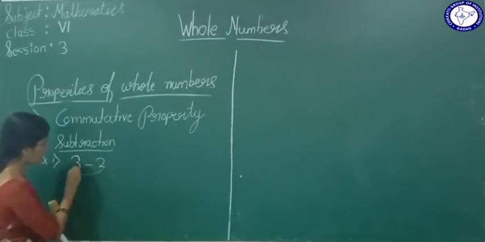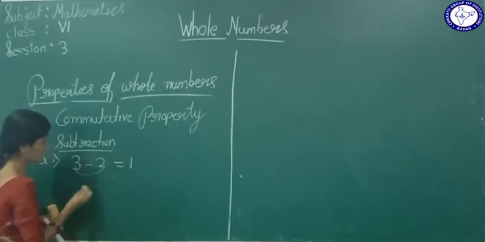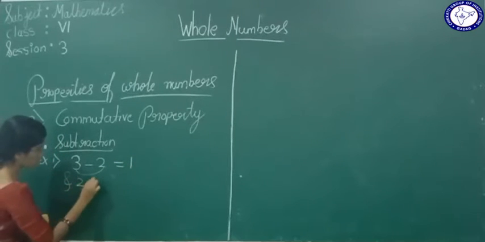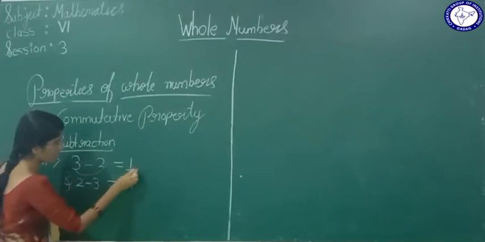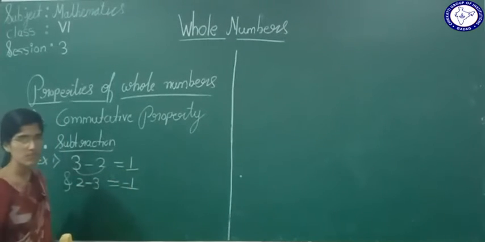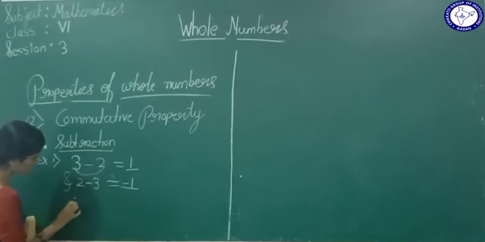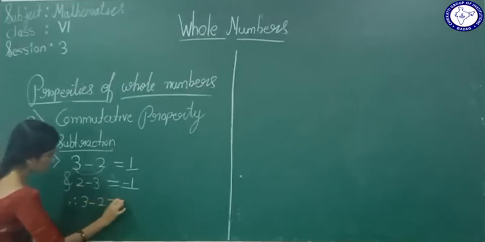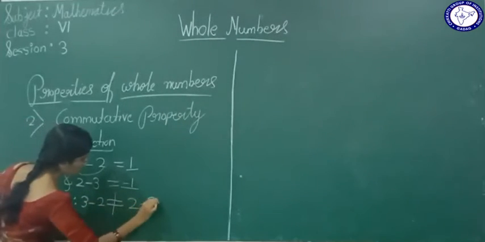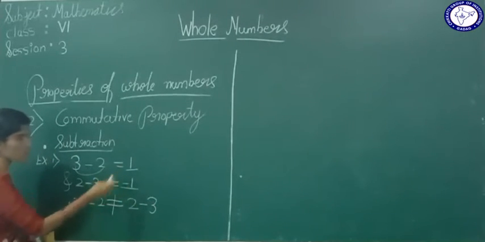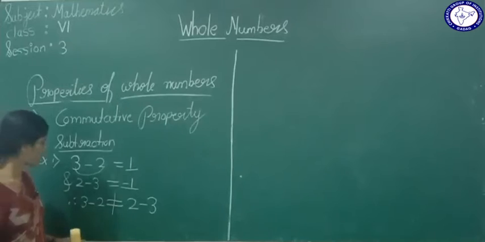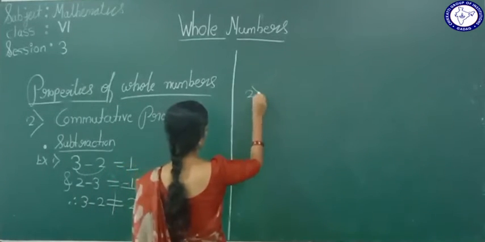Okay. 3 minus 2 is 1. What about 2 minus 3? 2 minus 3 is minus 1. Here the answer is not the same. Therefore, 3 minus 2 is not equal to 2 minus 3, because the answer is not same. You can take different examples also.